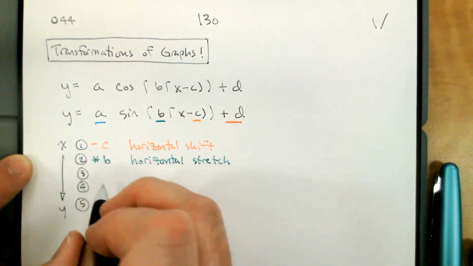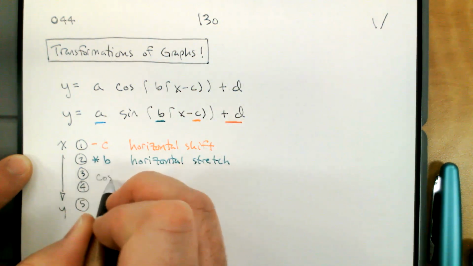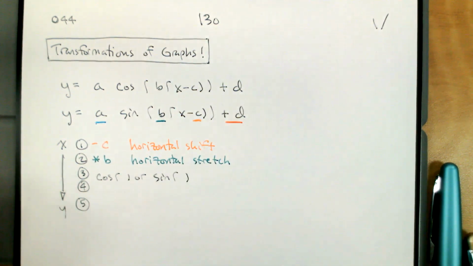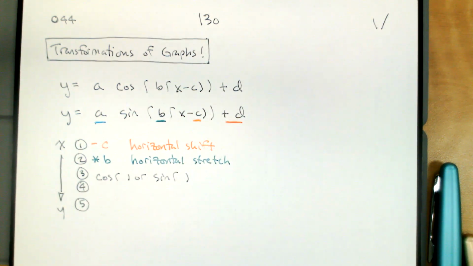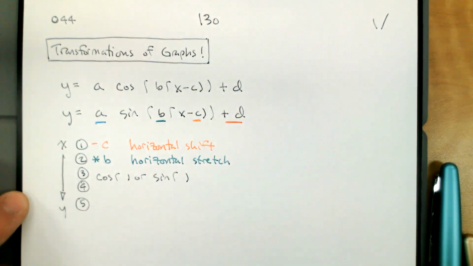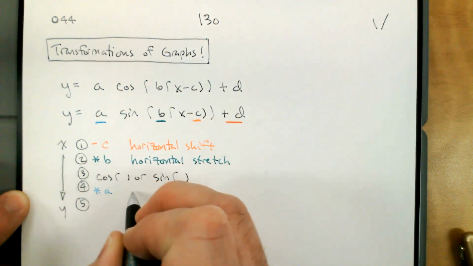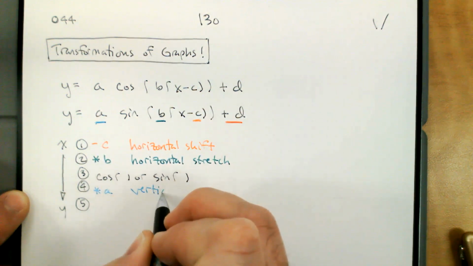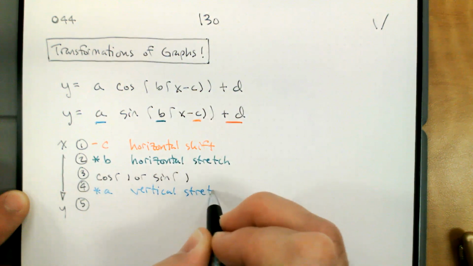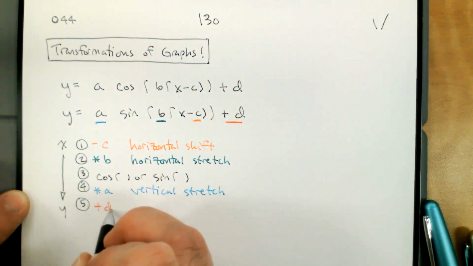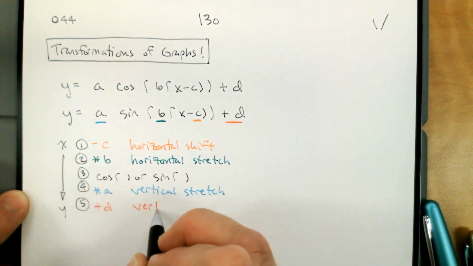Then after we multiply by b, we take the cosine or sine, and now we're into the operations that happen after the function. So after we do the sine or cosine, we multiply by a, and that's going to be a vertical stretch. And then finally, we add d, which is going to be a vertical shift.